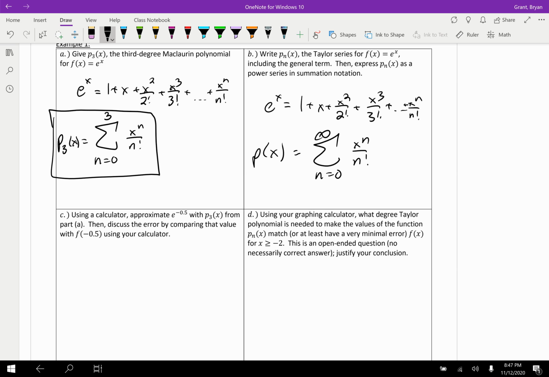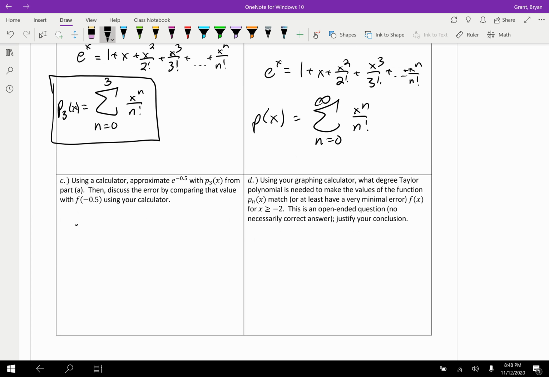Using a calculator, approximate e to the negative 0.5 using our third degree polynomial. Okay, well, e to the negative 0.5 is basically e to the x, but with x replaced with negative 0.5. So we can do that by taking p sub 3 and replacing x with negative 0.5. And I'll do this in two steps.